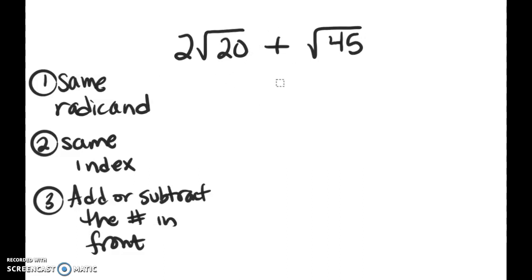But when I first glanced at this, I thought, 20 and 45, those aren't the same. The index is, but I don't have the same radicand, so I can't add them together. But that is not correct because both of these are not simplified. So we have to take the square root of 20. We'll take this first one first, and I'll do both of them off to the side and then we'll add them together. So 2 square root of 20. How can I simplify this? Well, I look at the radicand. And like I said, you can approach it those 2 different ways.